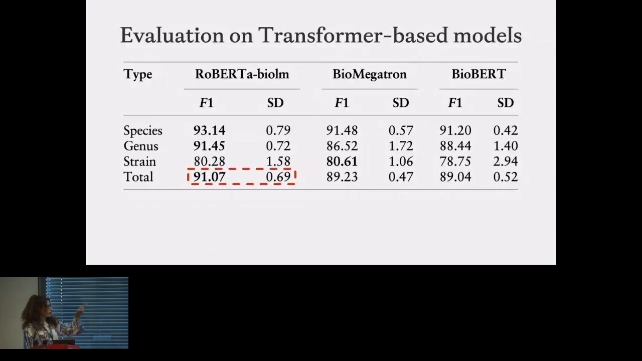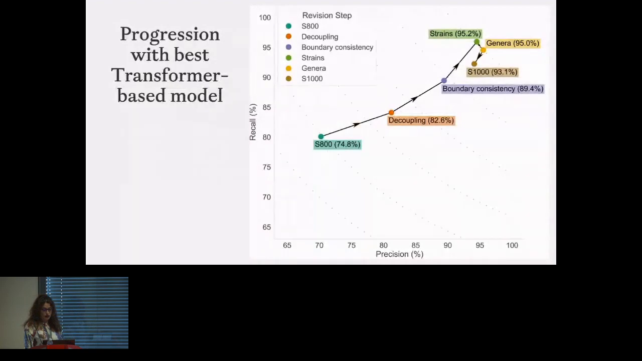And the next thing is that we chose this best model and we did a progression. We tested the performance of species mentions, in this case on the test data, for the different corpus steps. The arrows in this curve denote the sequence of the progression, and you can see in parentheses next to each step the F-score. So we start from 74.8, what we see in the literature for S800, and you can see that even decoupling, so adding all the annotations, checking for boundary consistency, and again annotating species and strains separately, and genera, keeps us in the same F-score contour.